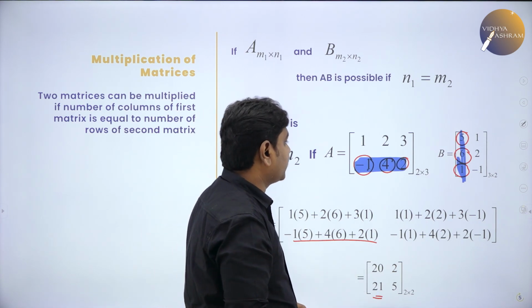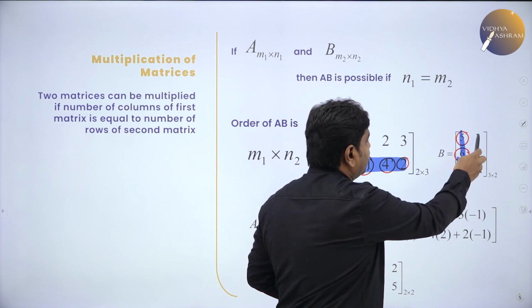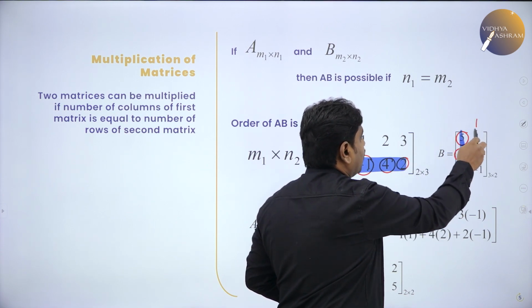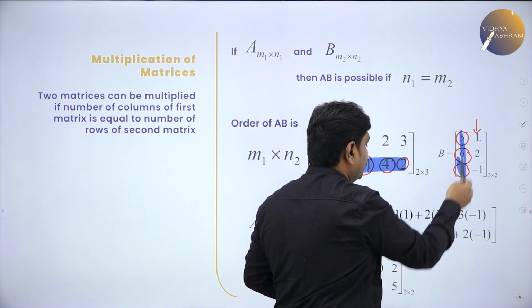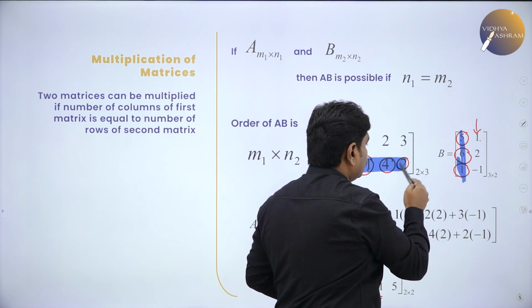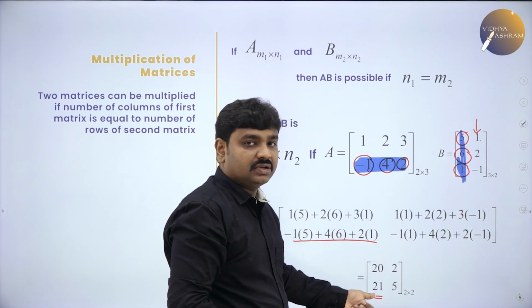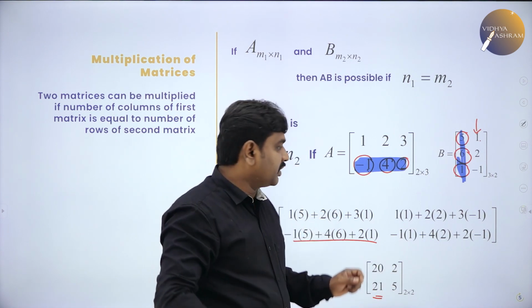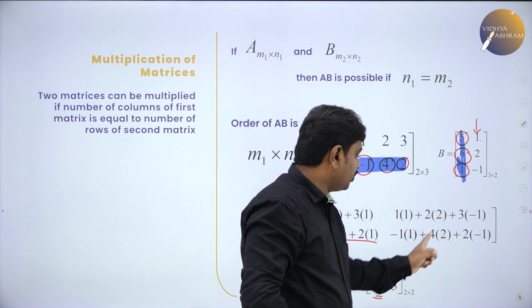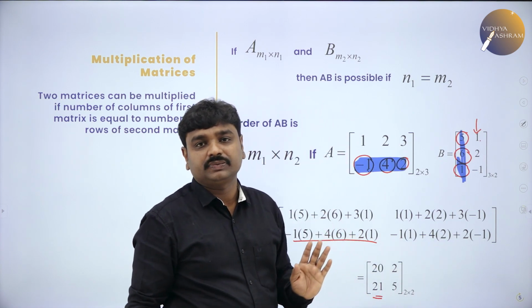Then second row with second element. Sorry, second row with second column: minus 1 into 1, 4 into 2, 2 into minus 1. That gives you one element. So finally your answer is this. Second row with first column you multiply and add. Second row with second column you multiply and add. You will get this. This is 2 cross 2.